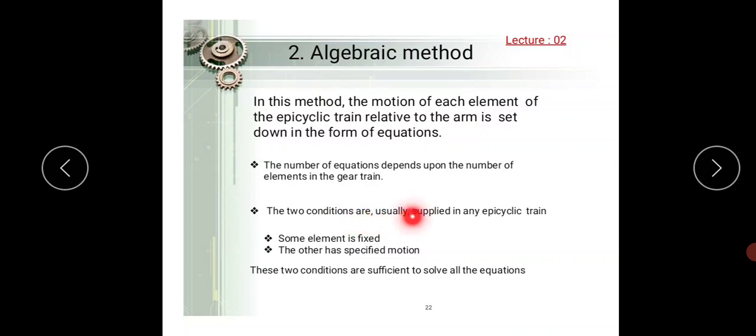Two conditions are usually supplied in an epicyclic gear train. First, some element is fixed. Second, another has a specified motion. These two conditions are sufficient to solve the equations in the algebraic method.